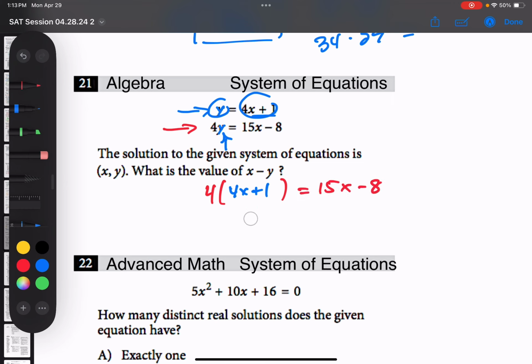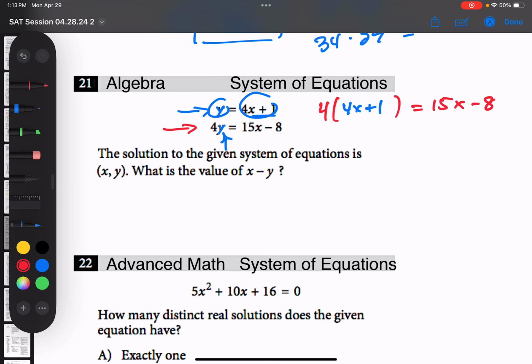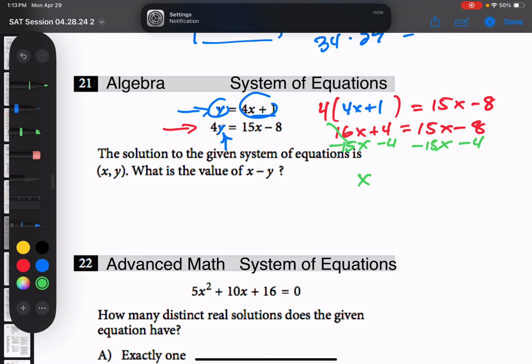So now all we're going to do is solve for x. Let's get our x done. Actually, let me slide this to the side. So I'm going to write right below that. All right, there we go. So let's solve. What's 4 times 4x? It's going to be 16x. 4 times 1 is a positive 4 equals 15x minus 8. All right, let's solve for x. I'm going to subtract 15x from both sides. That's going to leave me with x, right? And then I'm going to subtract 4 from both sides, and that's going to give me a negative 12.